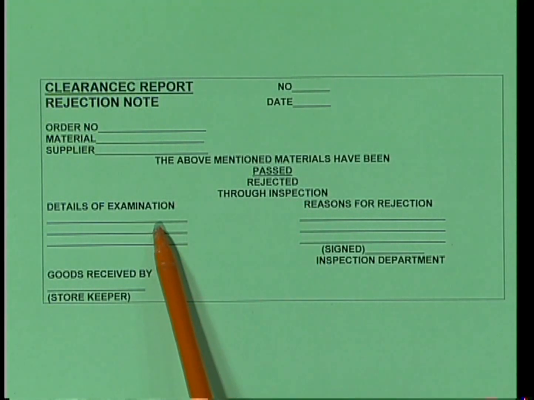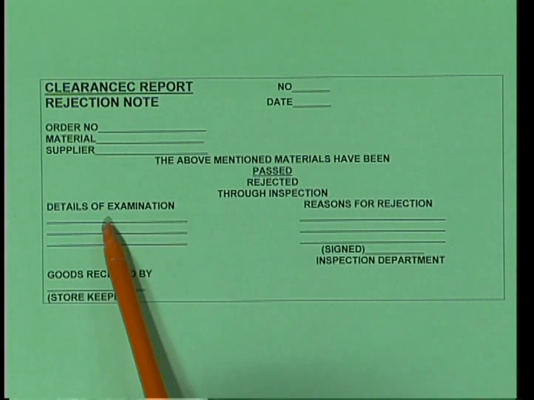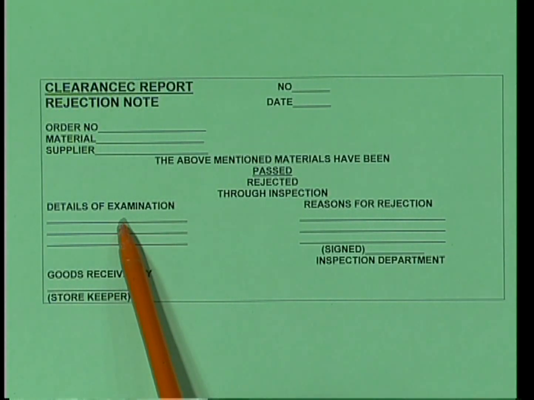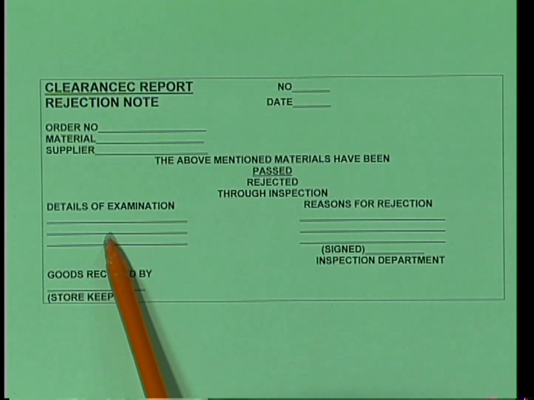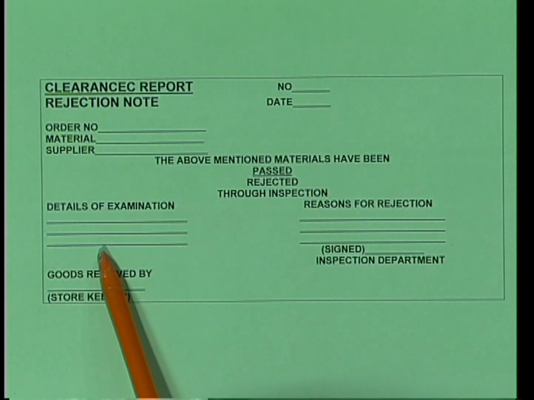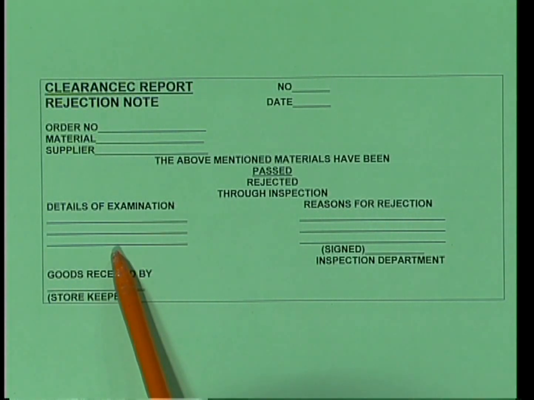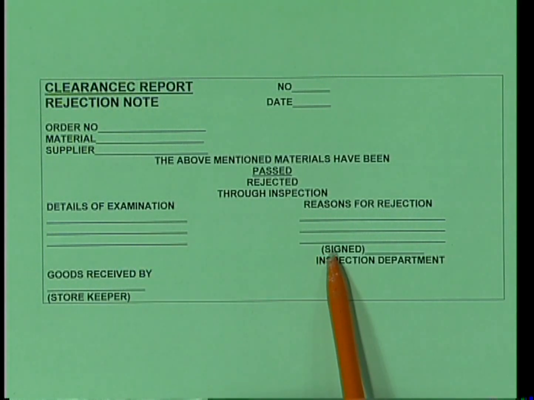Now details of examination. So what details of examination have they done? That is the grade, A quality, B quality or commercial quality. Next one, diameter, whether the diameter is according to the order or not. Seam, whether it is a jointed or seamed pipe or a seamless pipe, that comes here.